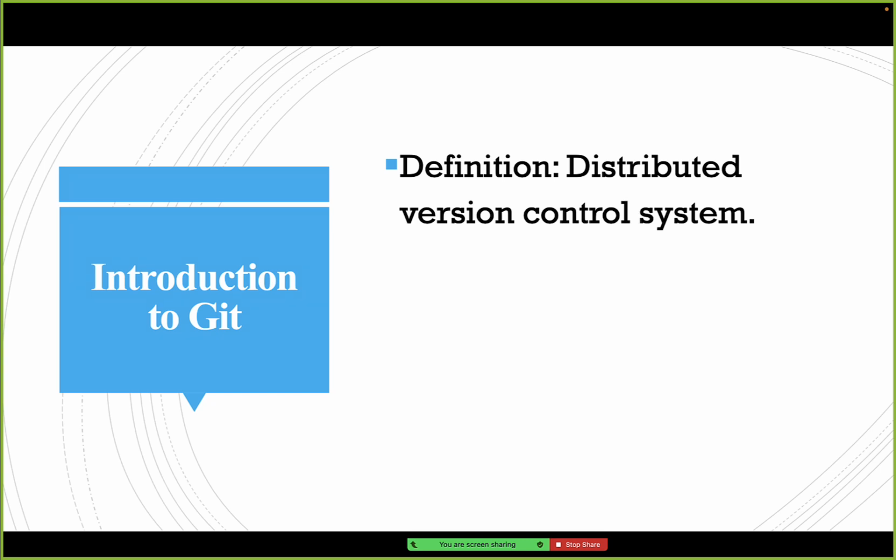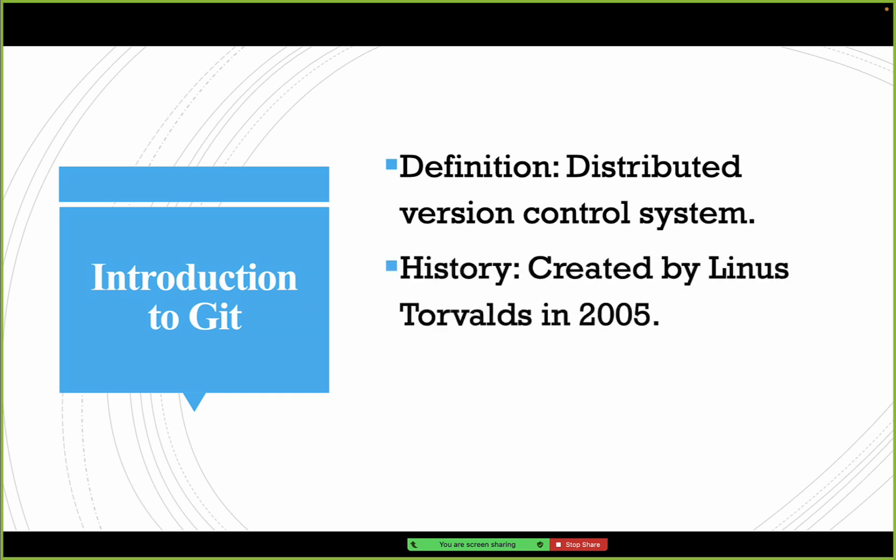So let's look at the introduction to Git. We shall also look at the difference between Git and GitHub. Git is a distributed version control system, as I've already said. It was created by the person who created Linux, that genius called Linus Torvalds, who created the Linux operating system, and he's the same person who started creating Git, or what you call GitHub today.